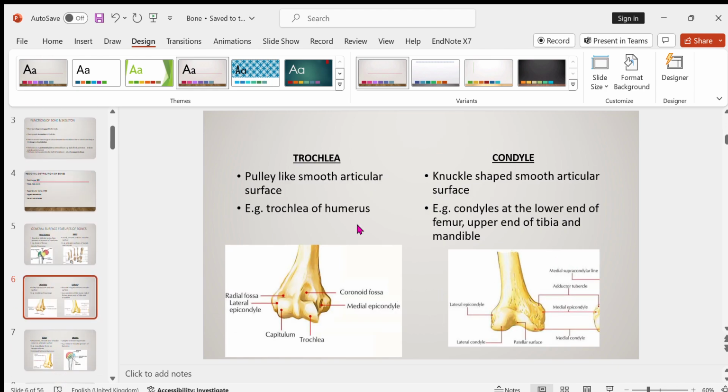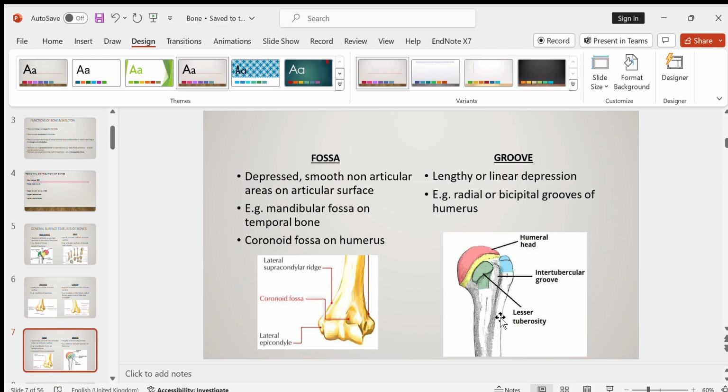Next is a trochlea. What is a trochlea? Trochlea is a pulley-like structure and it also takes part in the formation of a joint. So this is the lower end of the humerus and this is the trochlea of the humerus. Now condyle. What is a condyle? The lower end of a long bone has two globular projections that are the condyles, the medial condyle and the lateral condyle.